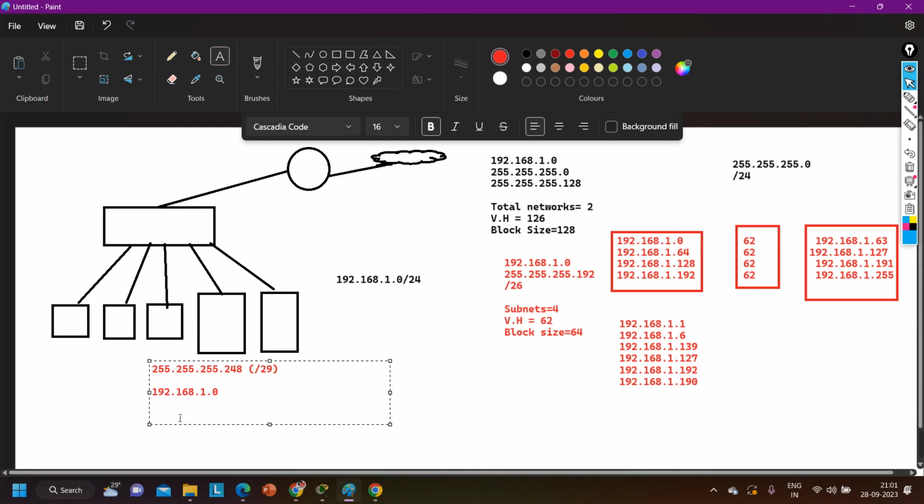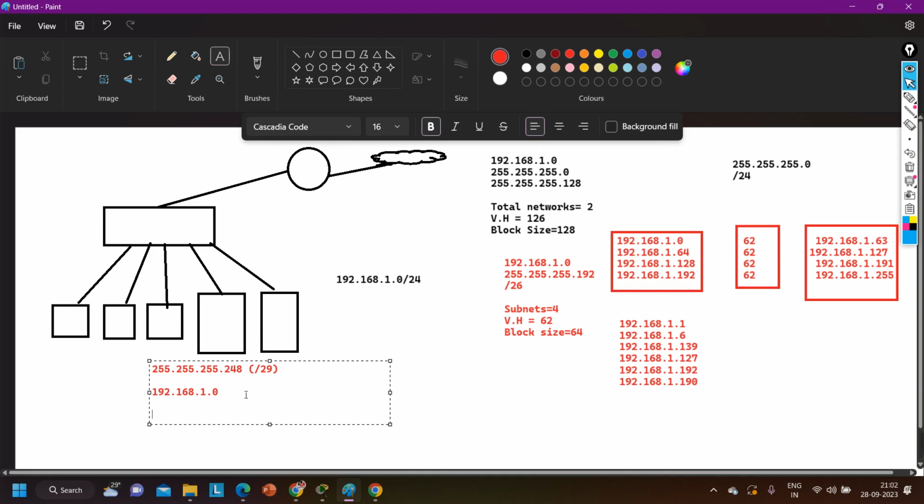How many networks are there? First of all, tell me. I am coming in 1 minute. Till then, please find the answer: network ID of the first network and the last network, broadcast ID of the last network, network ID of the last network, first network ID, and first network broadcast ID. These four things.